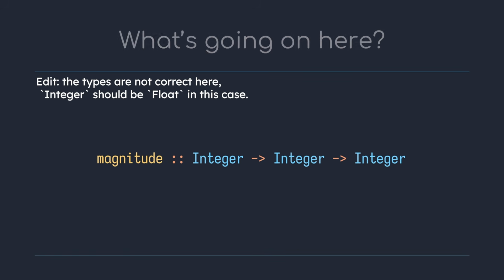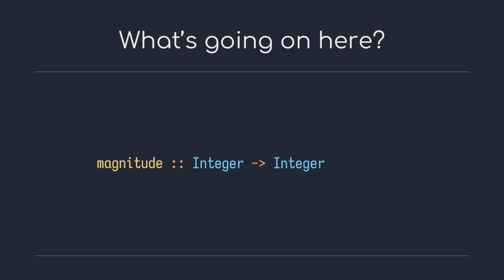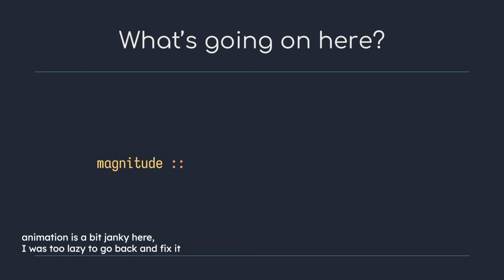If you look at the type of magnitude again, it's like we have shaved off the first argument and are now left with integer to integer. If we then provide another argument, we'll be left with a function that takes 0 arguments, which is just the integer value. This is a very useful tool in Haskell and makes modifying and combining functions a lot simpler.